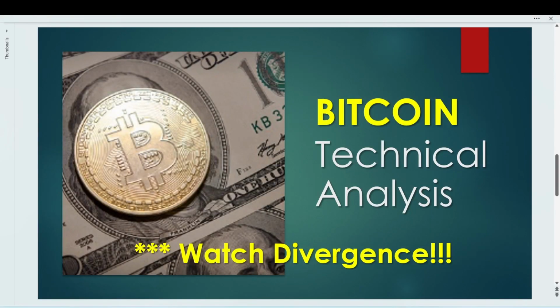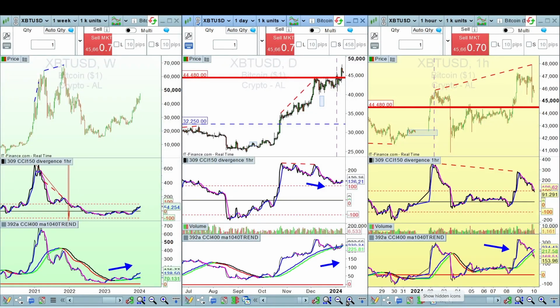This is the Bitcoin technical analysis, and just be mindful we've got a couple of divergences to look out for, so I'll go through those right now. For those new to the channel, we've got the weekly, daily and hourly, and you can interchange any of these with your own time frames.